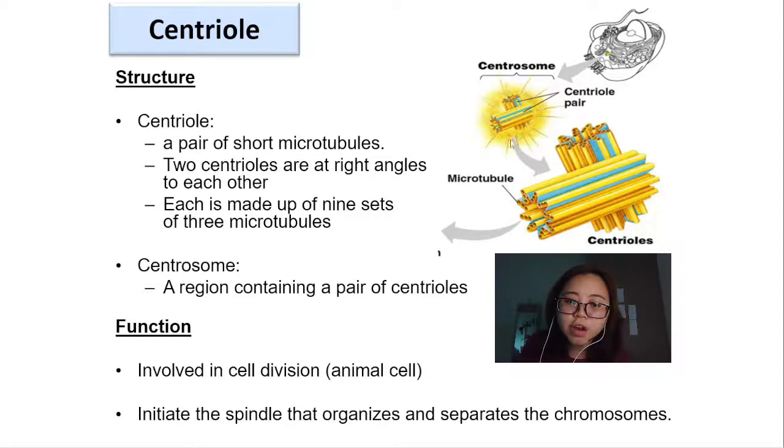When it has spindle fiber coming out, you can call it a centrosome. Or centrosome is a region that contains centrioles. Okay, apa function centriole? Saya ada cakap spindle fiber, saya ada cakap BM dia gentian gelendung. Centrioles are involved in cell division in animal cells. Dia tiada dalam plant cell. It will initiate the spindles that organize and separates the chromosomes. Bila kita masuk dalam chapter 3, which is mitosis meiosis, we will talk more about the centrioles.